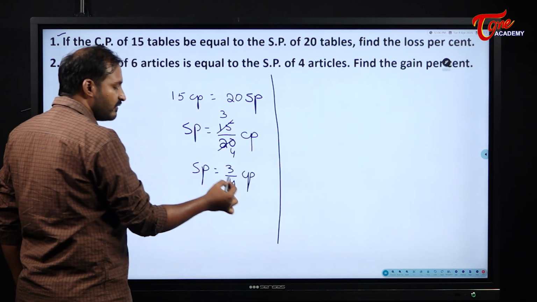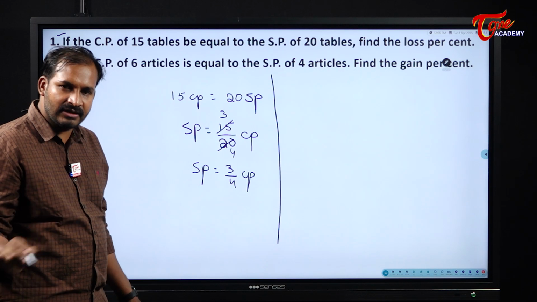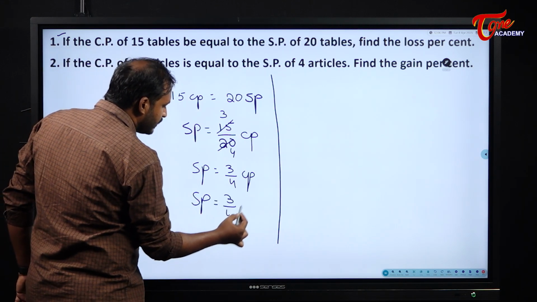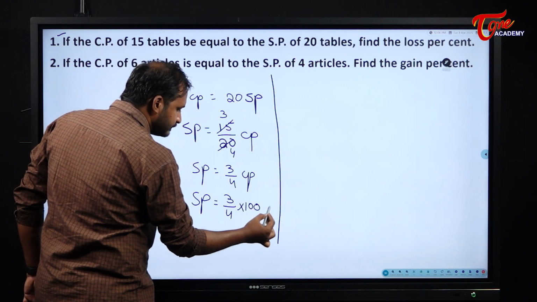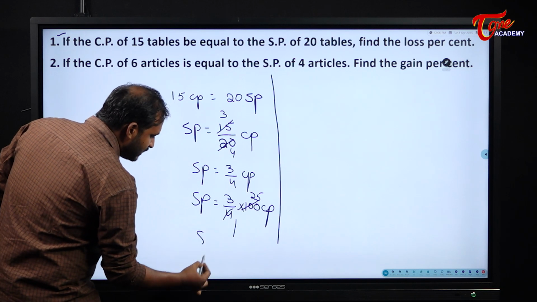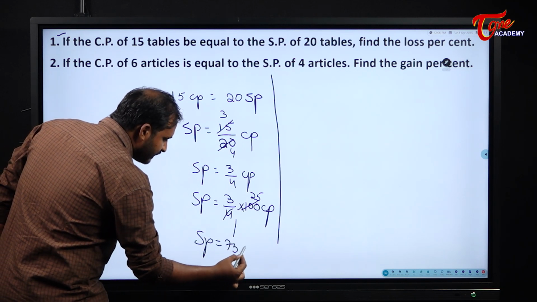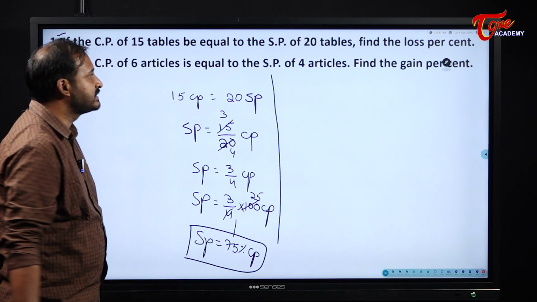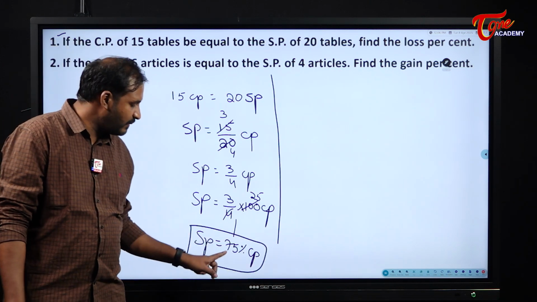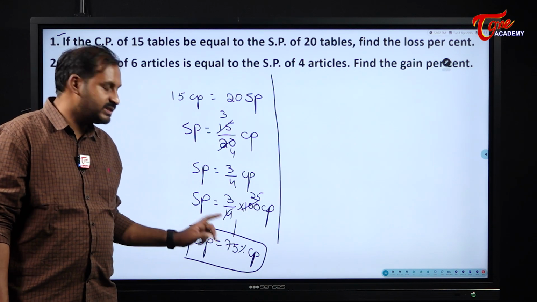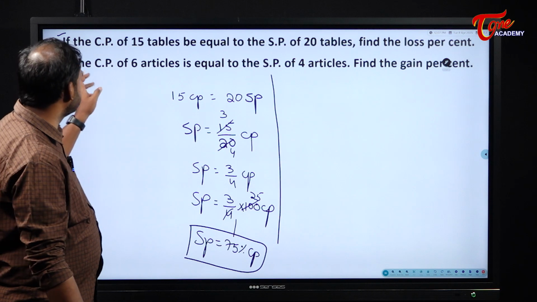3 by 4 means 75%. If you know it directly, well and good. If not, SP is equal to 3 by 4 into 100 CP. 4 ones are 4, 4 25s are 100. So the SP value will become 75% of CP. 75% of CP means profit or loss? Loss. Loss by what percentage? 25%. Loss by 25% in this case. Understood, students? Now come to the second one.